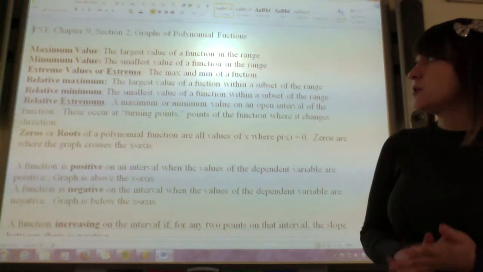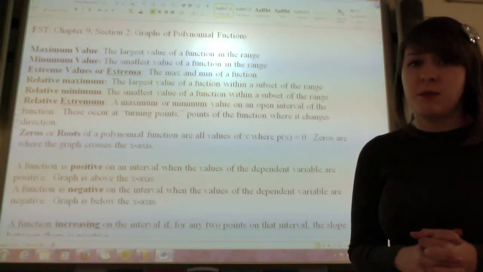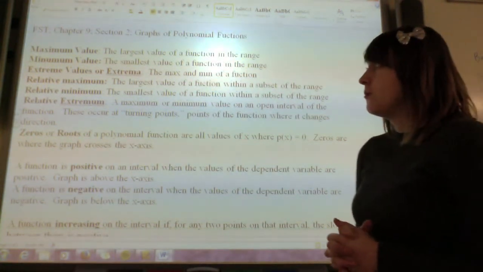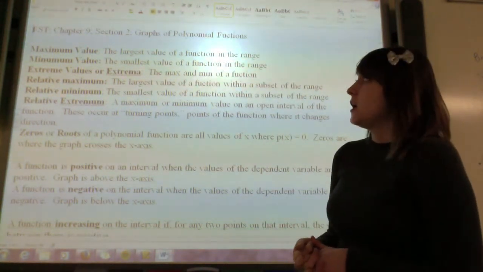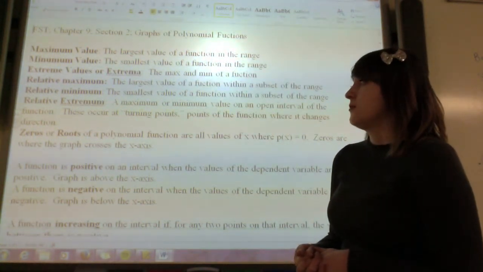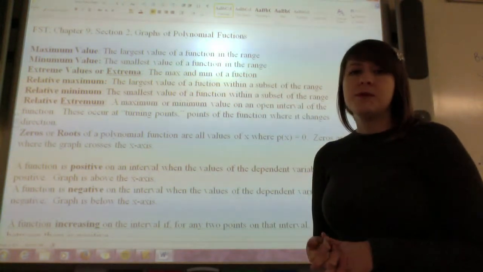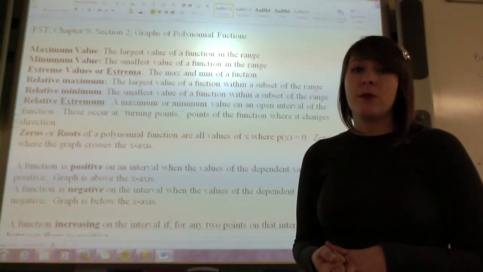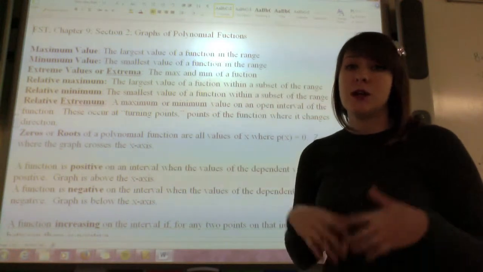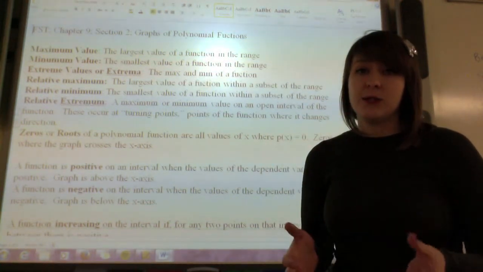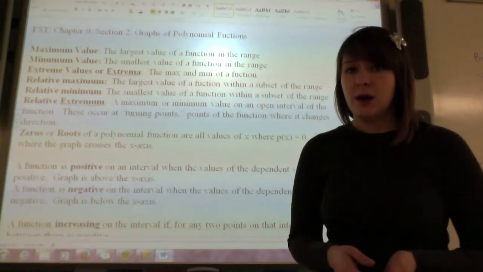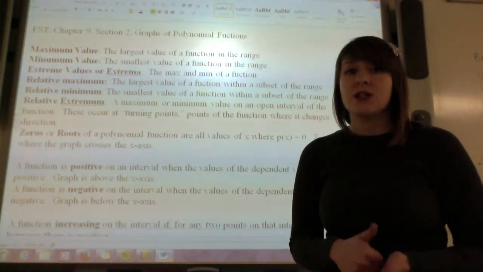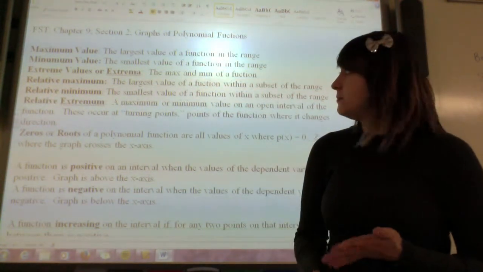So the first two vocab words are maximum and minimum values. Maximum value is the largest value of a function in the range, and minimum value is the smallest value of the function in the range. And we've seen maximums and minimums before. They're not any different. It's just looking at that function. What is the maximum amount that you could get out, or what is the minimum amount that you could get out? Notice that it says range. That means you're talking about y values.